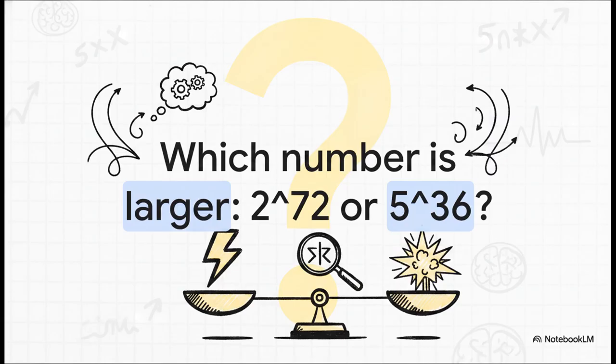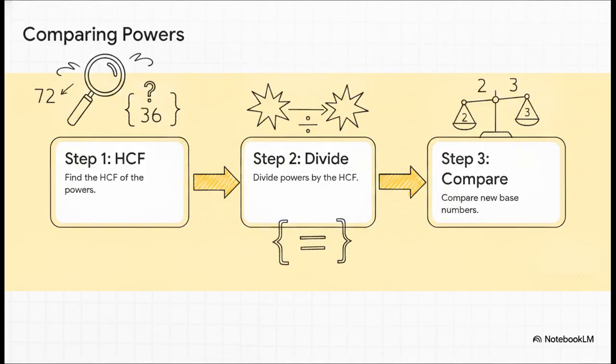We obviously can't multiply 2 by itself 72 times, but we can use a bit of logic. The real trick here is forcing those powers to become identical, and we do this using 3 super simple steps. Step 1, look at your powers. Here we have 72 and 36, and find their highest common factor, or HCF. Step 2, rewrite those original powers using that HCF to pull a common power outside a bracket. And step 3, once those outer powers are exactly the same, all you have to do is compare the new base numbers left inside the brackets.